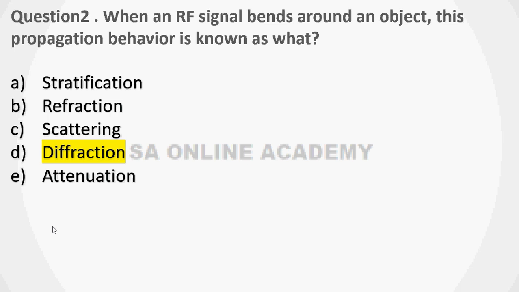When an RF signal bends around an object, this propagation behavior is known as what? So as I clearly mentioned, the difference between diffraction and refraction. Refraction is bending of a signal when passing through some medium. Diffraction is bending because of some bigger object. So diffraction is the right answer here.